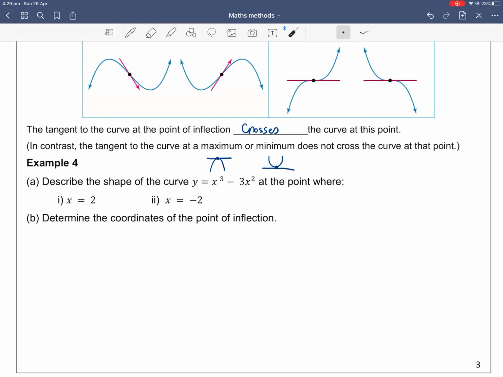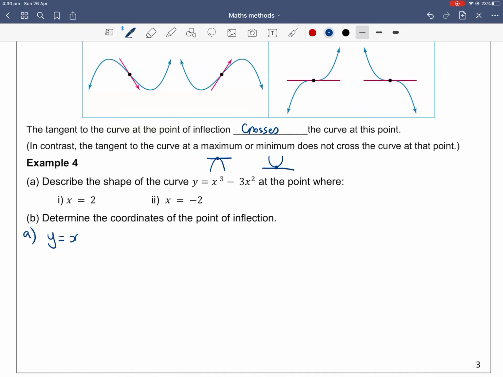So describing the shape, it's asking us to say, is it concave up or is it concave down at those particular points? So we need to use our second derivatives to check is the rate of change of our gradients positive or negative to define whether our curve is concave up or concave down. And then part B, it says work out the coordinates, the points of inflection of our curve. So let's do part A.